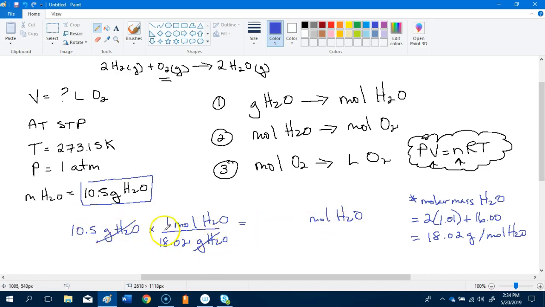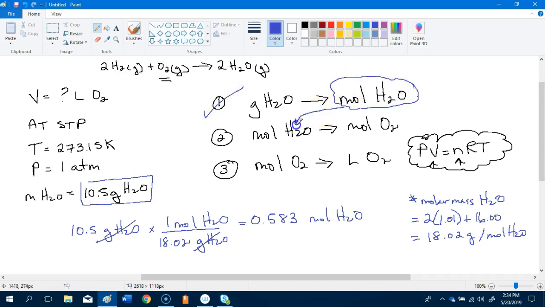Now I can go ahead and find the moles of H2O. So if I have 10.5 grams of water and 1 mole of water is equal to 18.02 grams, then 10.5 divided by 18.02 gives me a grand total of 0.583 moles of H2O. So I just found my moles of H2O.